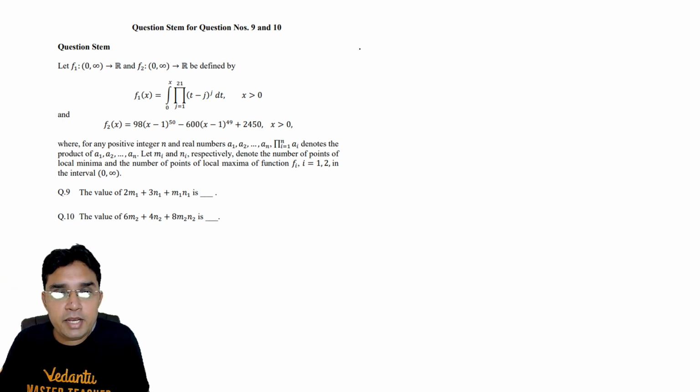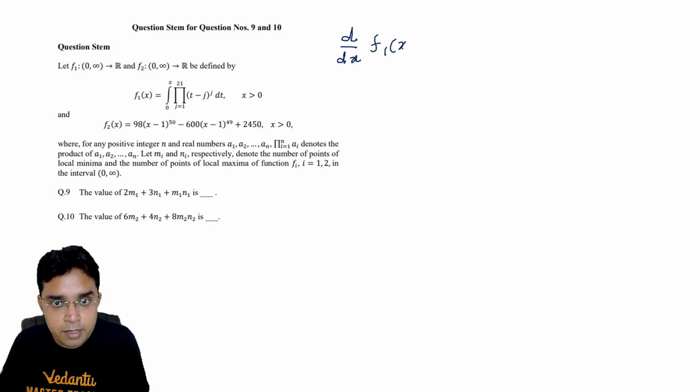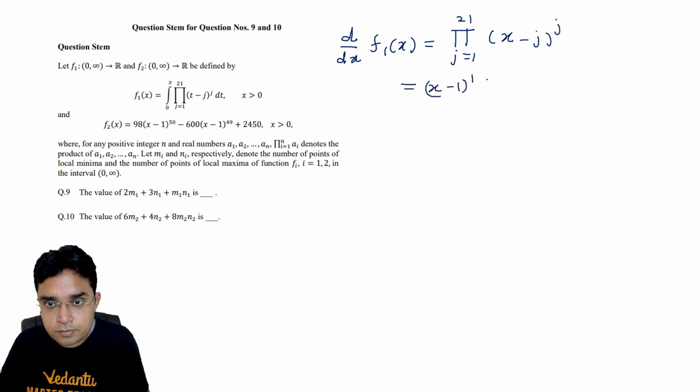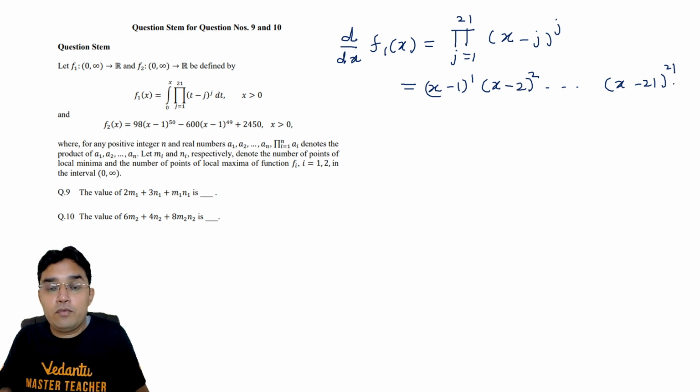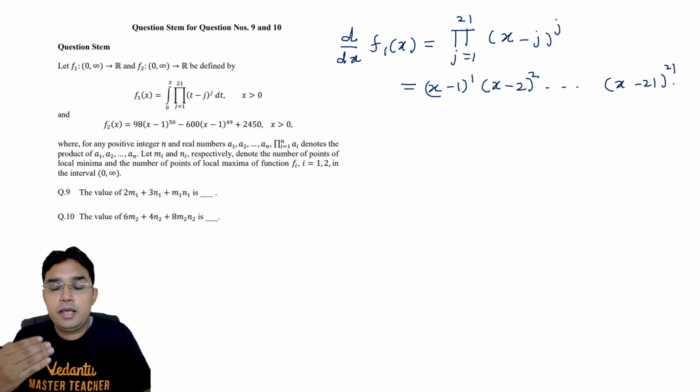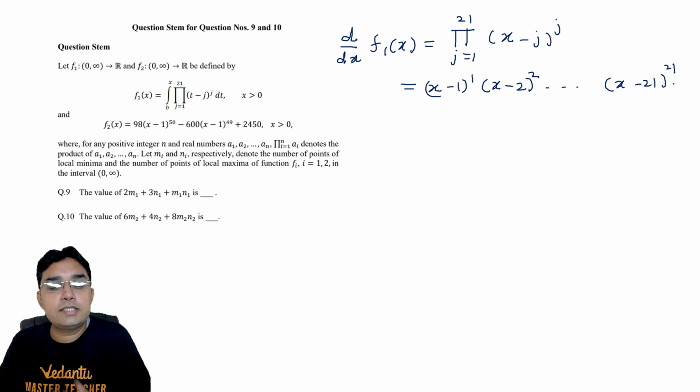To find m1, n1, I will differentiate this function f1(x), which is differentiable, and this differentiation will be done by use of the Newton-Leibniz formula. So it will be the continued product for j from 1 to 21, and here it will be (x minus j) power j. This means actually (x minus 1) power 1, (x minus 2) power 2, and so on, (x minus 21) power 21. Now we know maxima and minima occur where f dash changes its sign.